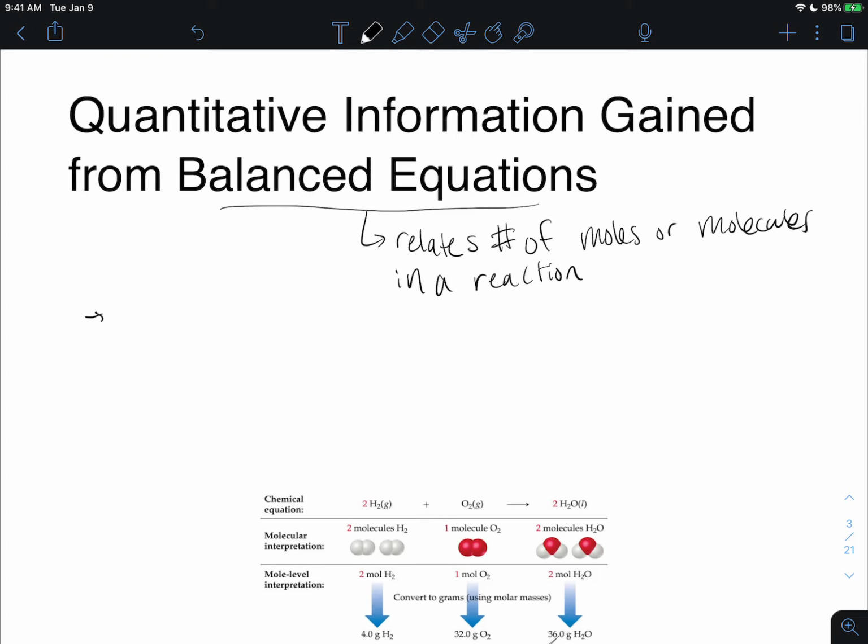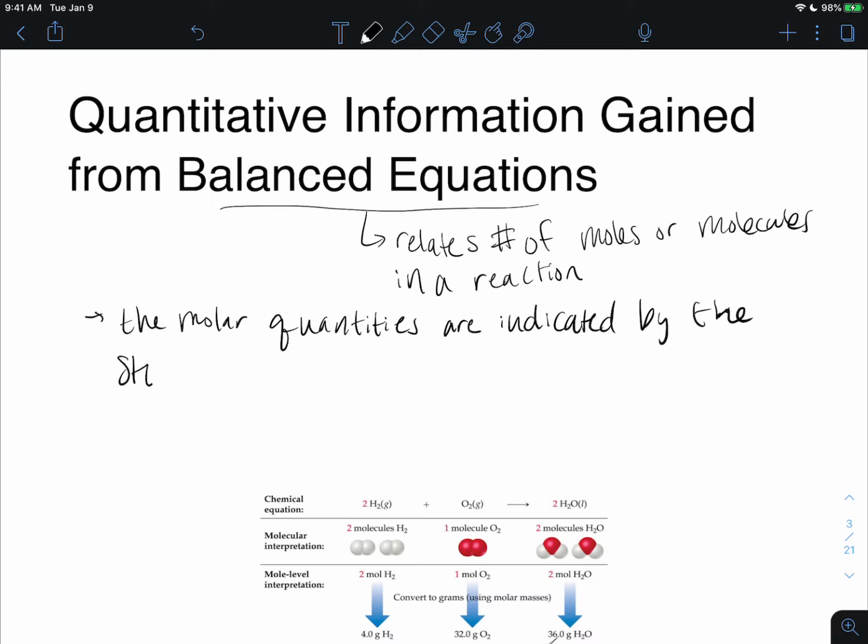So the molar quantities are indicated by the stoichiometric coefficients in the balanced equation.